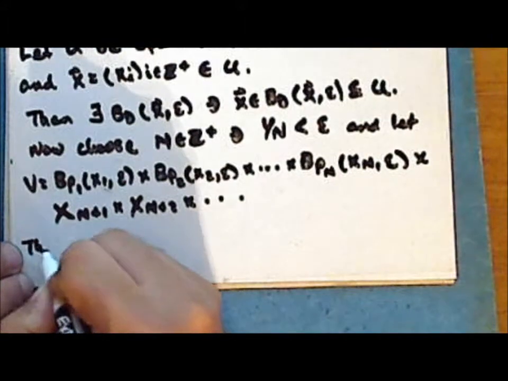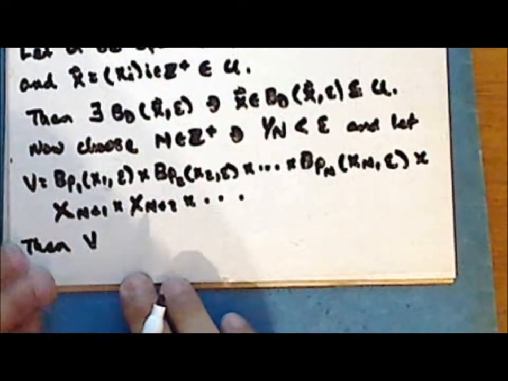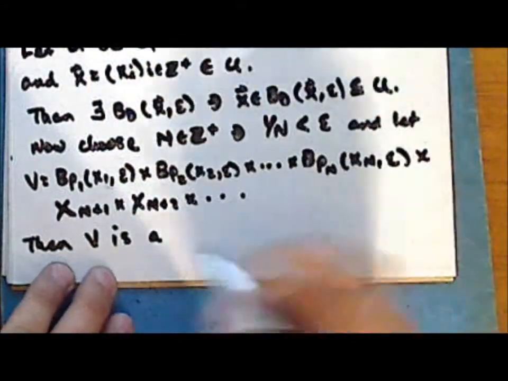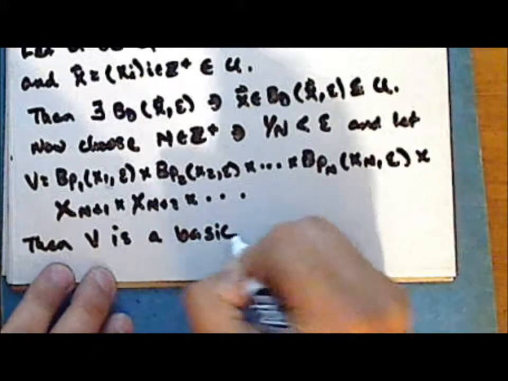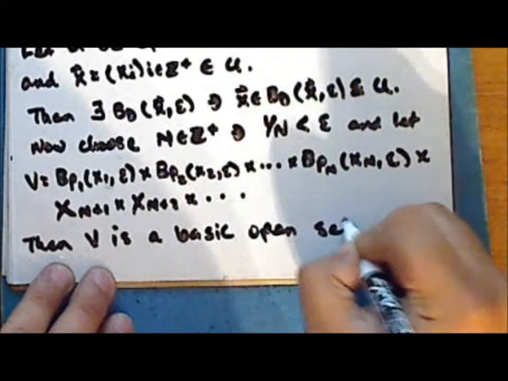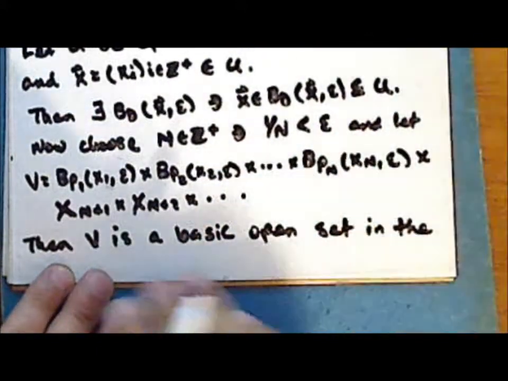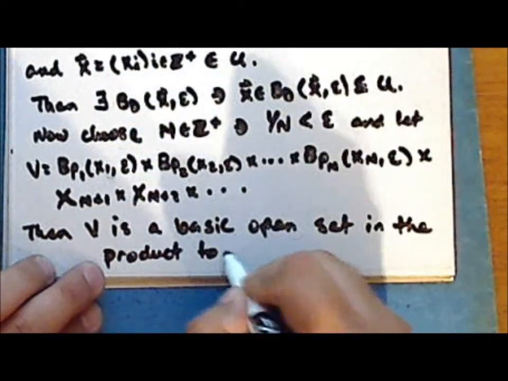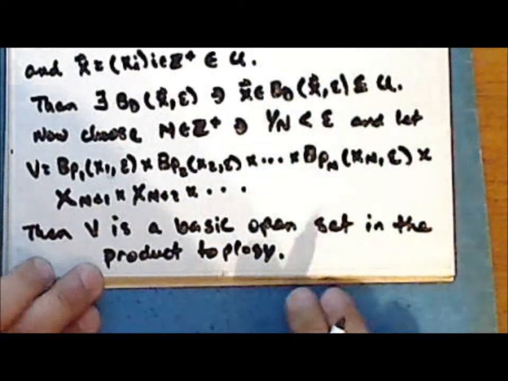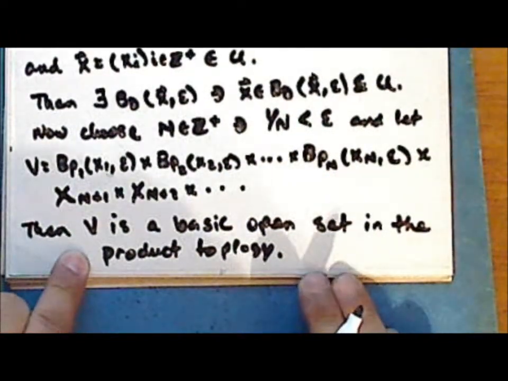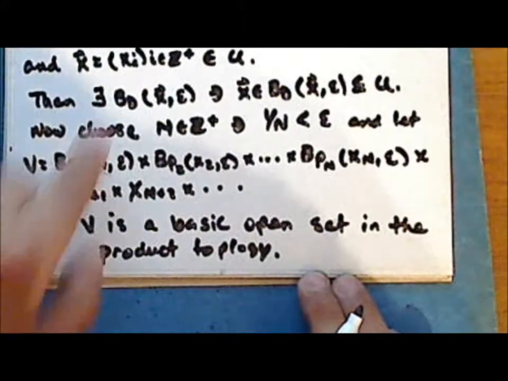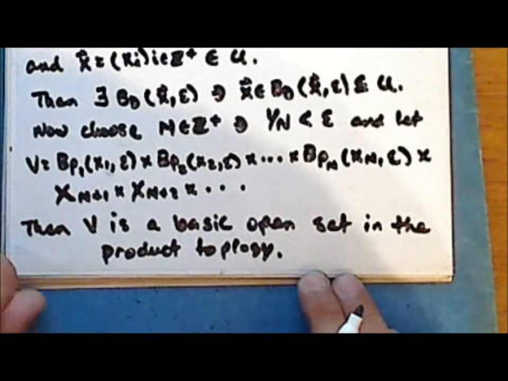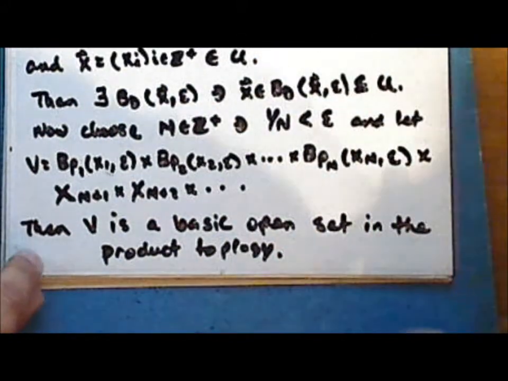So this set V is a basic open set in the product topology. That is, V is a basis element, a basic open set in the product topology. So we'll show that given an element in this set, it is in the open ball under the metric D centered at the point X, which is itself a subset of U, and so V will be a subset of U.